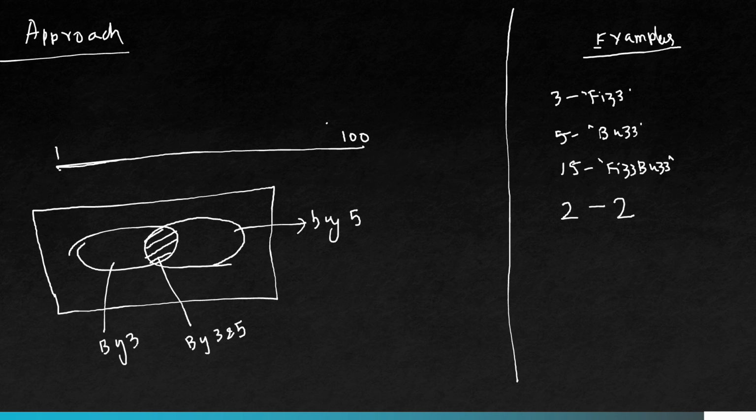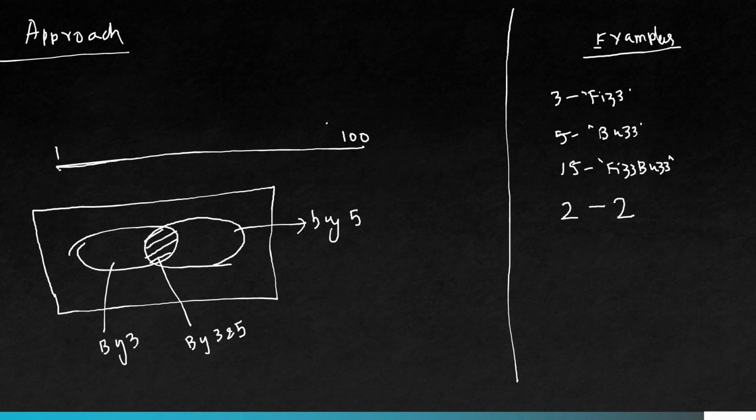Okay, so let's try to get to the crux of the problem here. So we have numbers ranging from 1 to 100, and when you look at the space of these numbers, we can divide this into these categories. One is all the numbers that are divisible by 3, like 3, 6, 9, etc. And all the numbers that are divisible by 5, like 5, 10, 15, 20, 25, etc. And numbers that are divisible by both 3 and 5, like 15, 30, 45, etc.